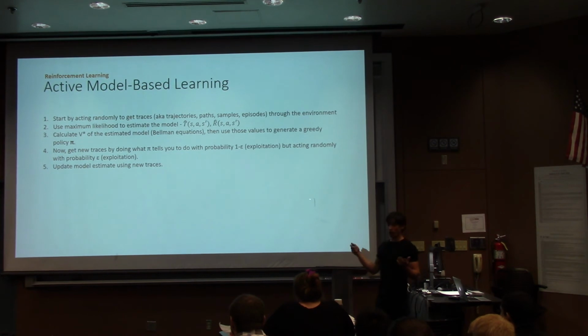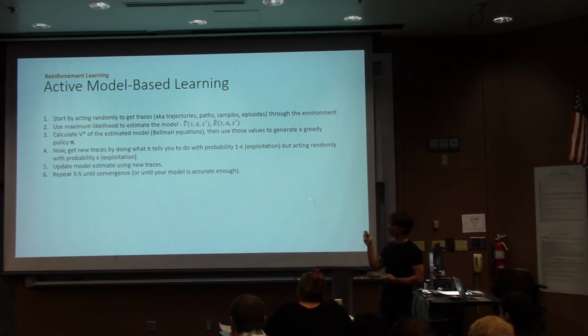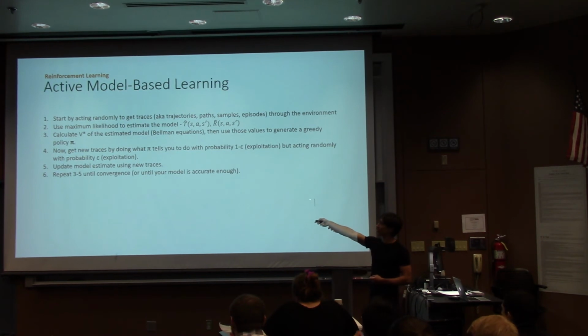And now we'll update the model, also including the new traces that we've gotten using our better policy. And when we have those new traces, the new estimates, we can then calculate a new V star, and we can repeat this process until our model becomes as accurate as we would like.